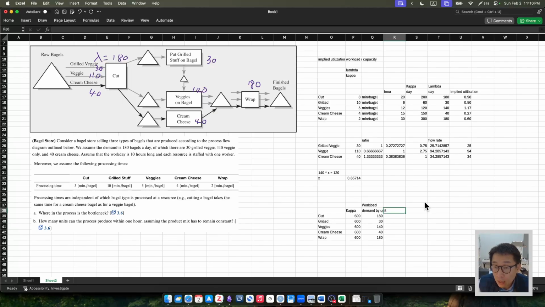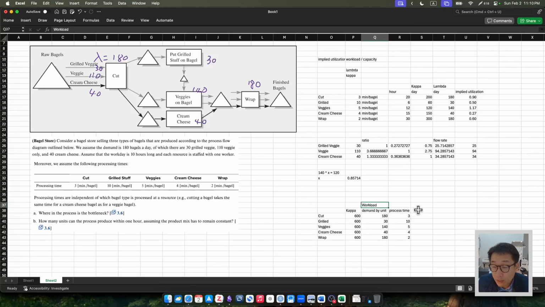The process time is 3 here, 10 here, 5 here, 4 here, 2 here, regardless of the type of bagel. So your lambda here is basically the multiplication of process time and the demand. This is the number of minutes per day. This is also the number of minutes required per day.